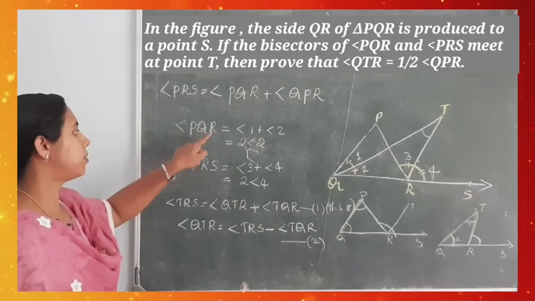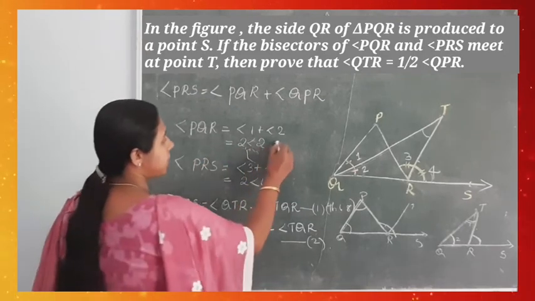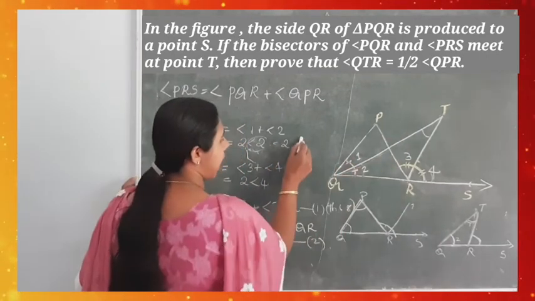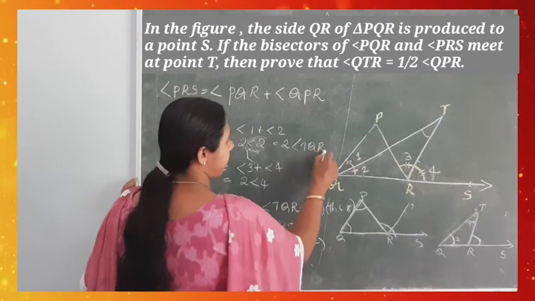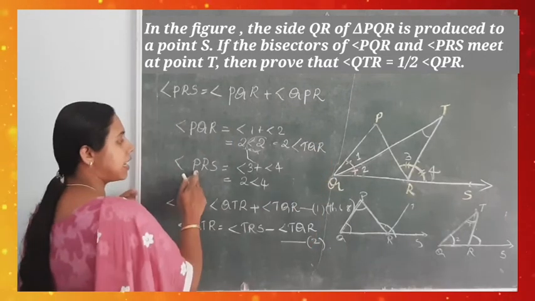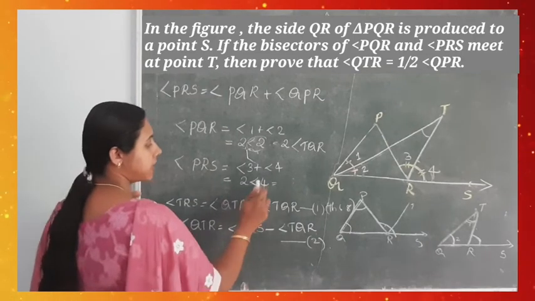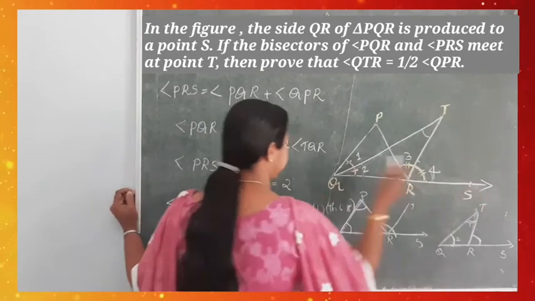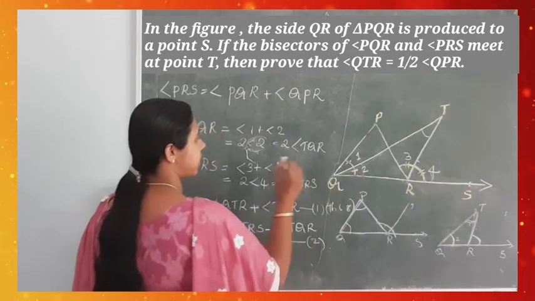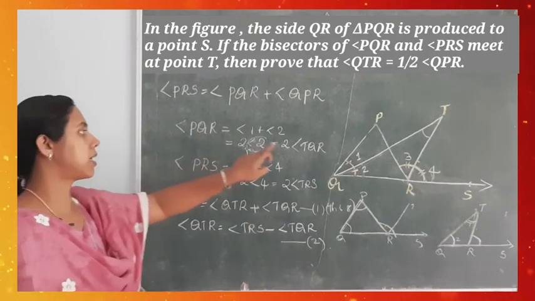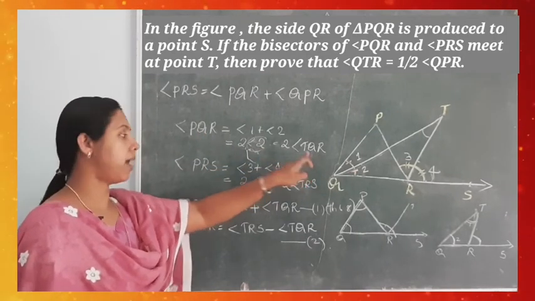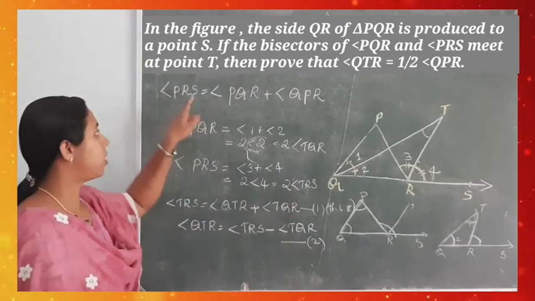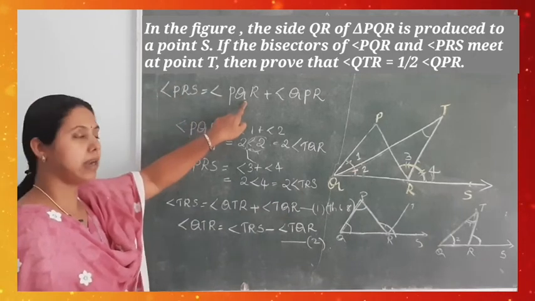So angle PQR is equal to 2 angle 2, and the name of angle 2 is TQR, so 2 angle TQR. And angle PRS is equal to 2 angle 4. Angle 4 is TRS, angle TRS. So we got angle PQR is equal to double of angle TQR, and angle PRS is equal to double of angle TRS.